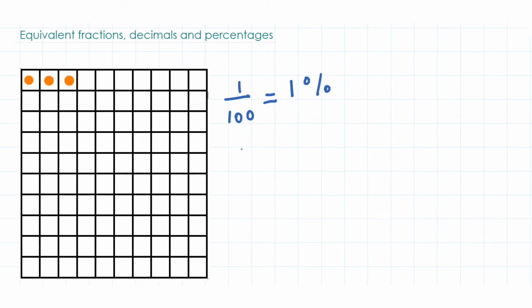And what about that? It's 3 hundredths, isn't it? 3 out of 100 in total, or 3%.